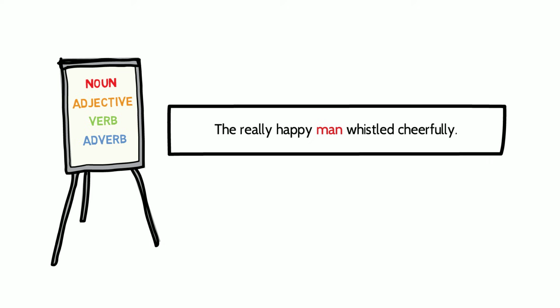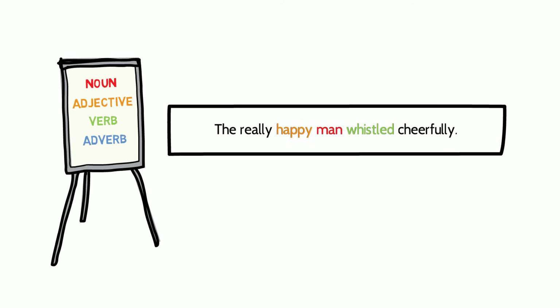Moving on to the adjective. Do we have a word that describes the man? We absolutely do. And that word is happy. The happy man. And so, happy is the adjective here. The verb, remember, tells us what the noun is doing. And so what did the man do? He whistled. So whistled is our verb.